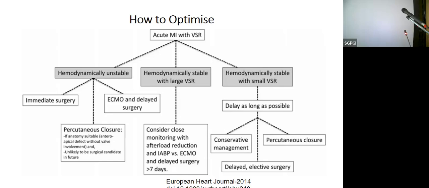Then the second group: they have said that patients are hemodynamically stable, but with a large VSR. What is meant by a large VSR is the left to right ratio. A large VSR will further deteriorate the lung and perfusion, so multi-organ failure will set in faster. In that case, we can put in IABP and ECMO. What IABP and ECMO do, I will tell you in further slides. And the third category is hemodynamically stable with a small VSR.